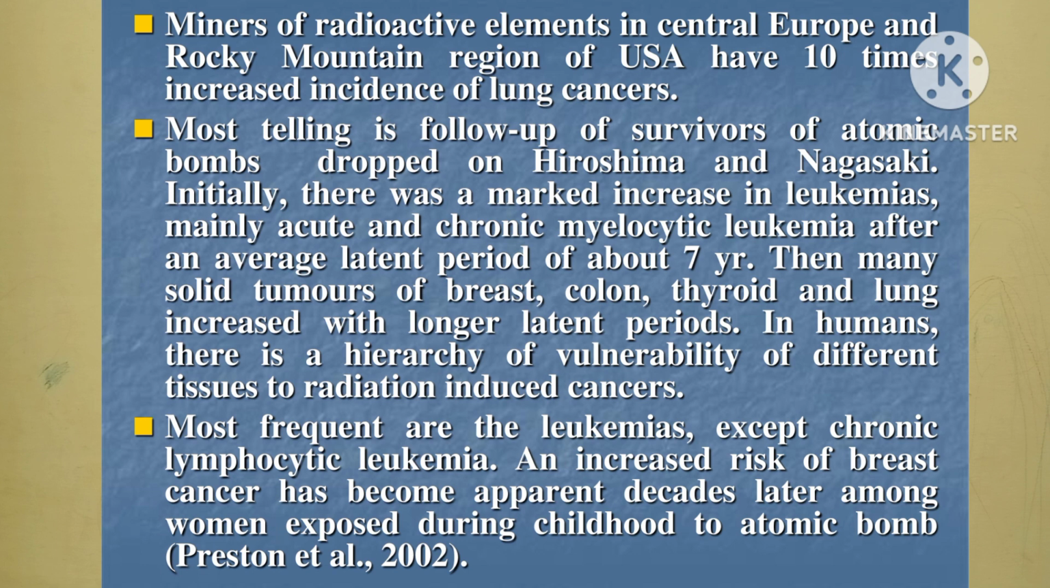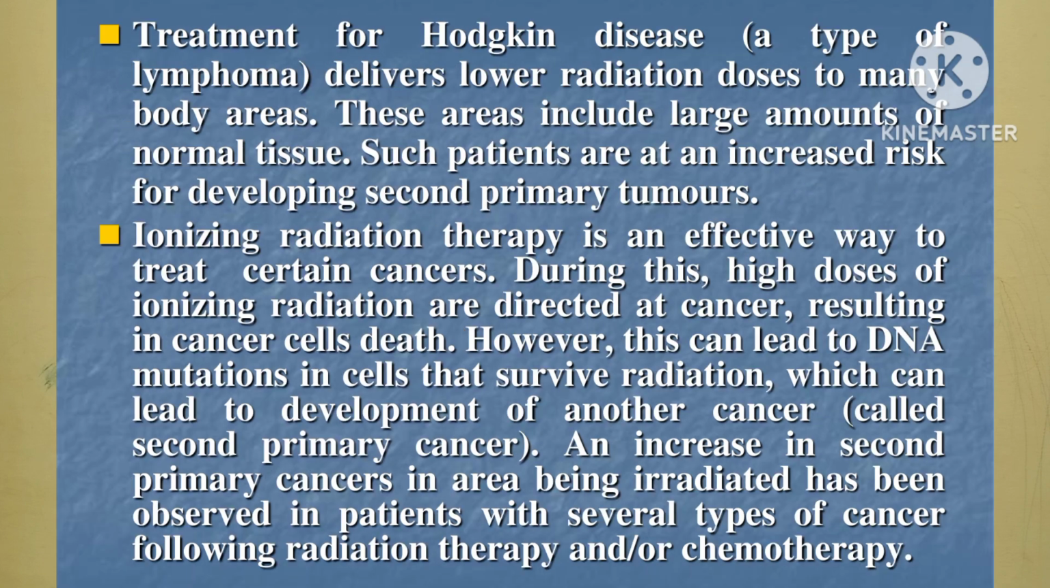In humans, there is a hierarchy of vulnerability of different tissues to radiation induced cancers. Most frequent are the leukemias except chronic lymphocytic leukemia. An increased risk of breast cancer has become apparent decades later among women exposed during childhood to atomic bomb, Preston et al. 2002. Treatment of Hodgkin disease, a type of lymphoma, delivers lower radiation doses to many body areas. Each area includes large amounts of normal tissues. Such patients are at an increased risk for developing second primary tumors.